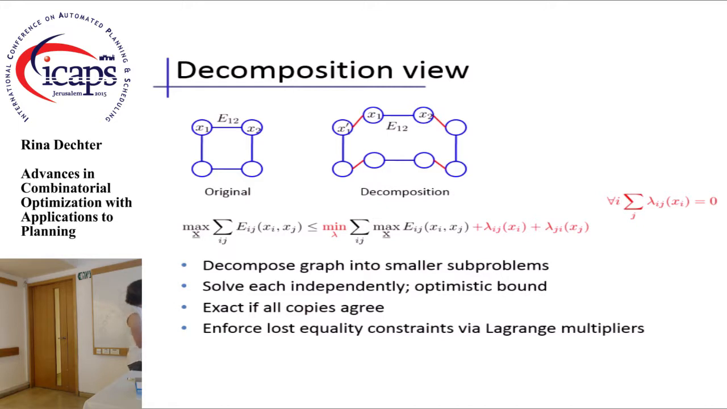So now the max is on these three terms? The maximum is on this, for each pair of variables separately, yes. You are maximizing this whole term, and we want to find those lambdas that will give us the tightest bound. This is why it's called reparameterization often, because you are actually changing the function. They call the function parameters, and this is reparameterization. It's also called cost shifting, because you are shifting cost from one to another, and it's also called soft consistency. So we decompose the graph into smaller subproblems and solve each independently. It will be exact if all copies agree, and we enforce the lost equality constraints via Lagrange multipliers.